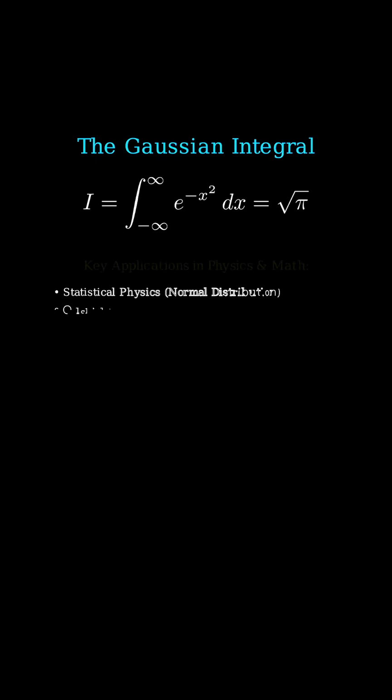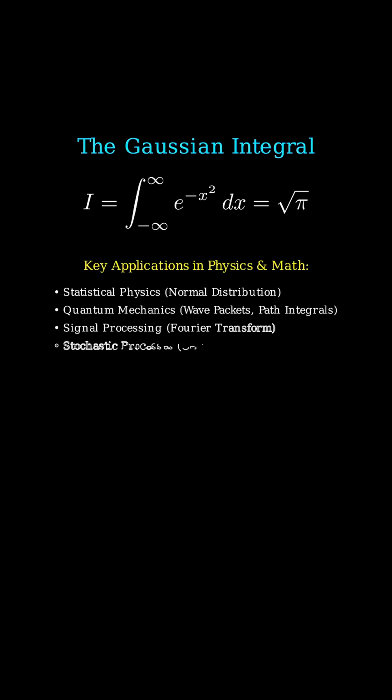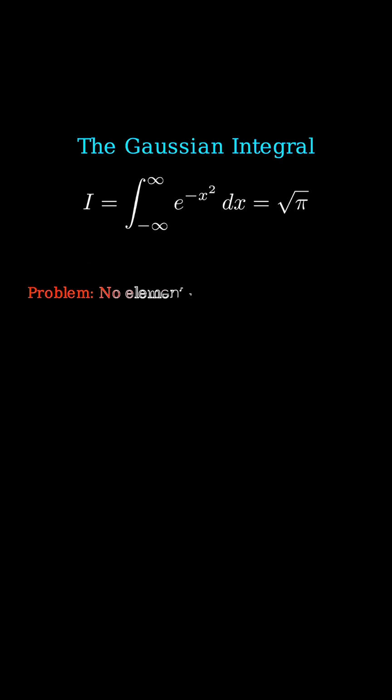Let's solve one of the most elegant integrals in mathematics, the Gaussian integral, a result that underpins key concepts in statistical physics, quantum mechanics, signal processing, and many stochastic processes. The challenge is that e to the minus x squared has no elementary antiderivative, so standard calculus techniques do not work. To overcome this, we use a trick.